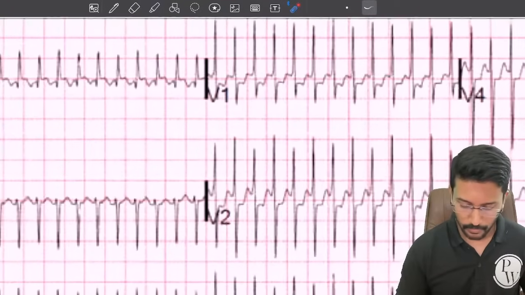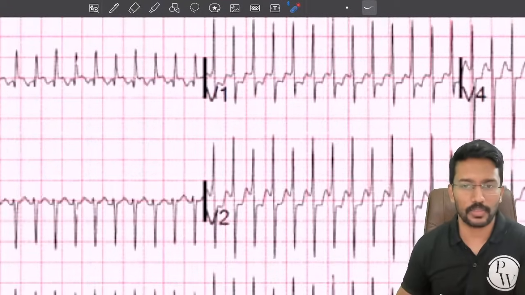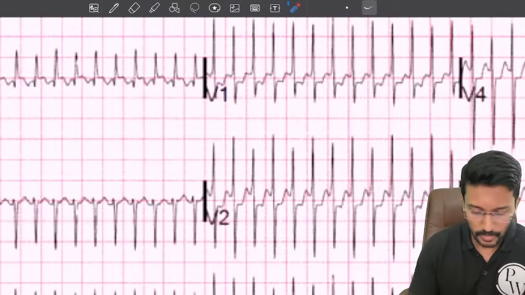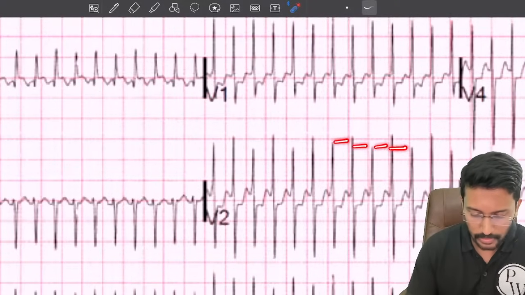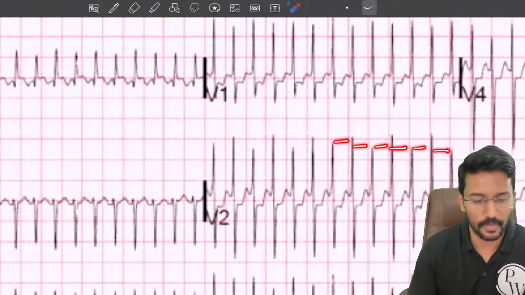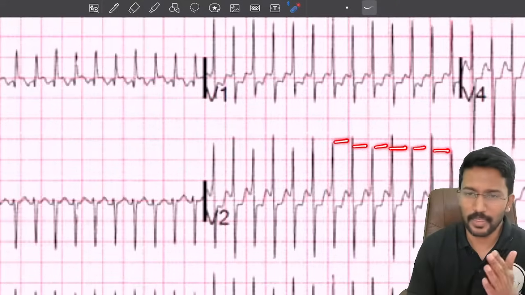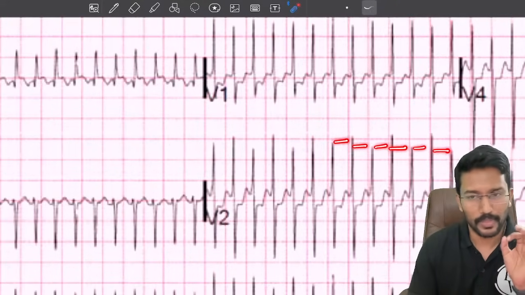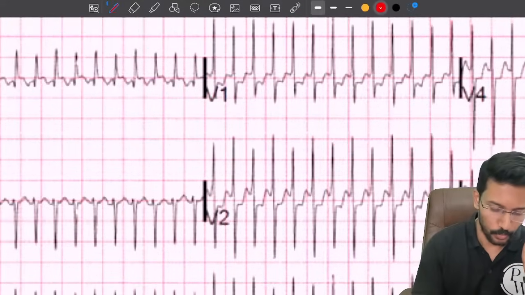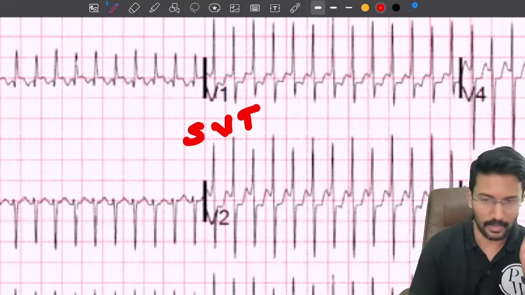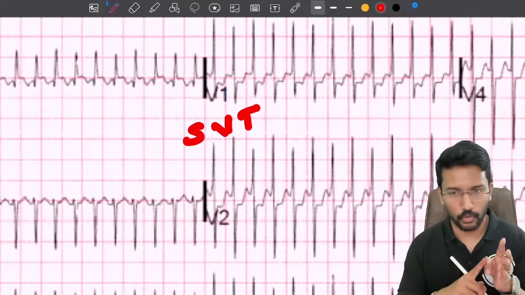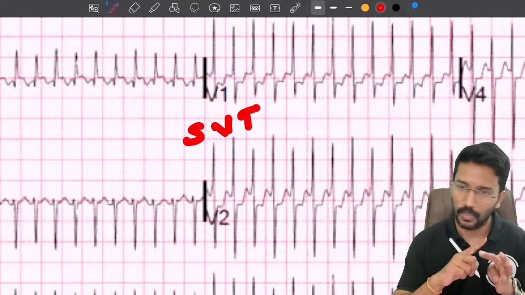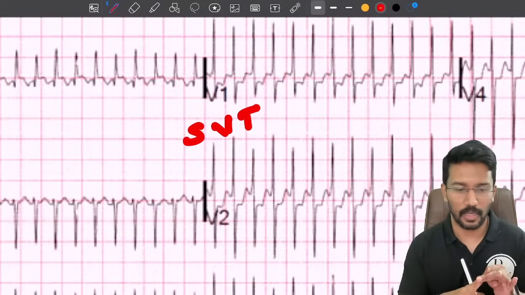So in this ECG, is the RR interval varying or constant? Is it the same in all the beats or is it varying? Just one look tells us that it is the same in all the beats. So in that case, it is a case of supraventricular tachycardia, right? What do we see here? Narrow QRS complexes, absent P waves and constant RR interval.